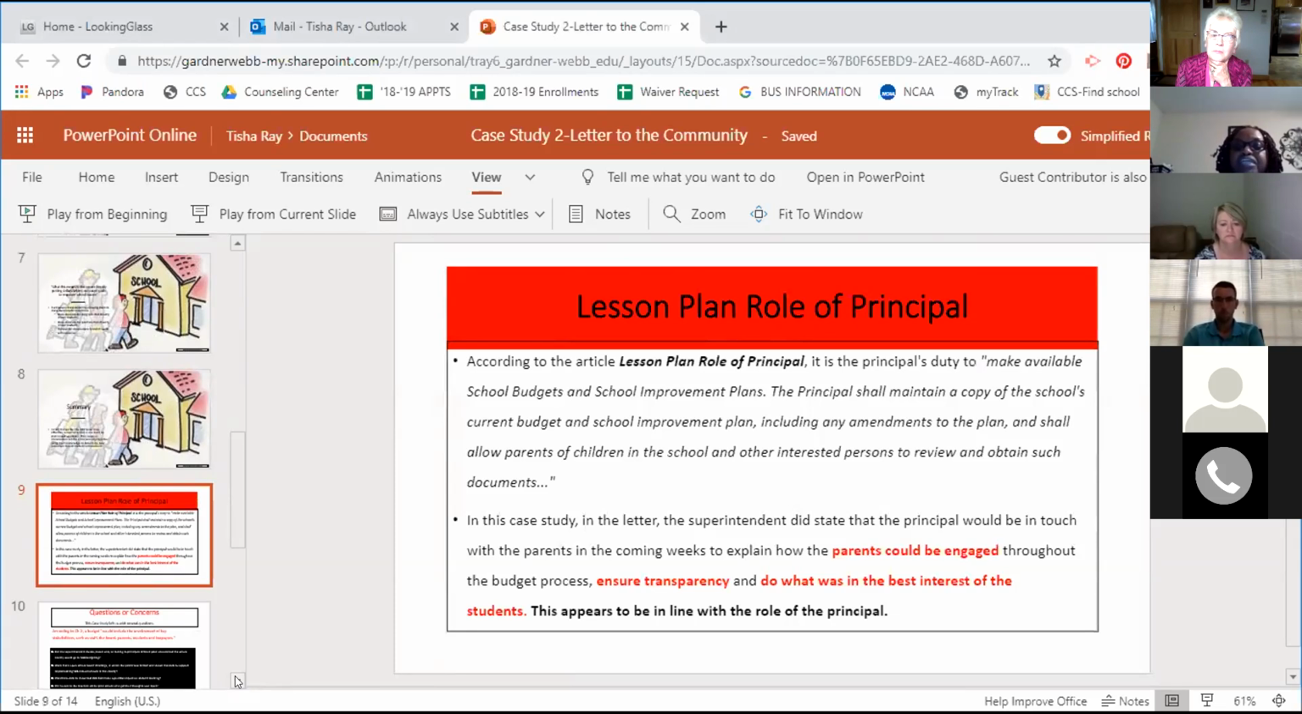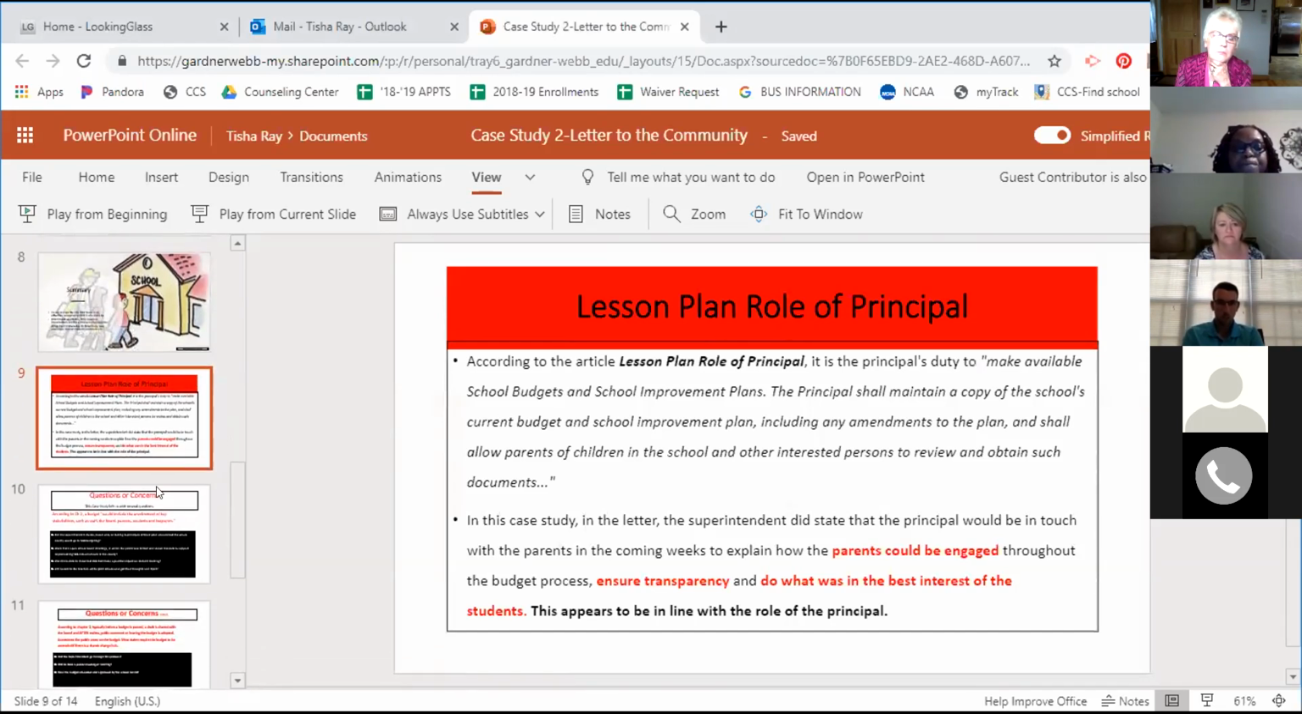In this case study, in the letter, the superintendent did state that the principal would be in touch with the parents in the coming weeks to explain how parents could be engaged throughout the budget process, ensure transparency, and do what was in the best interest of the student. This appears to be in line with what the role of the principal states it's supposed to do.